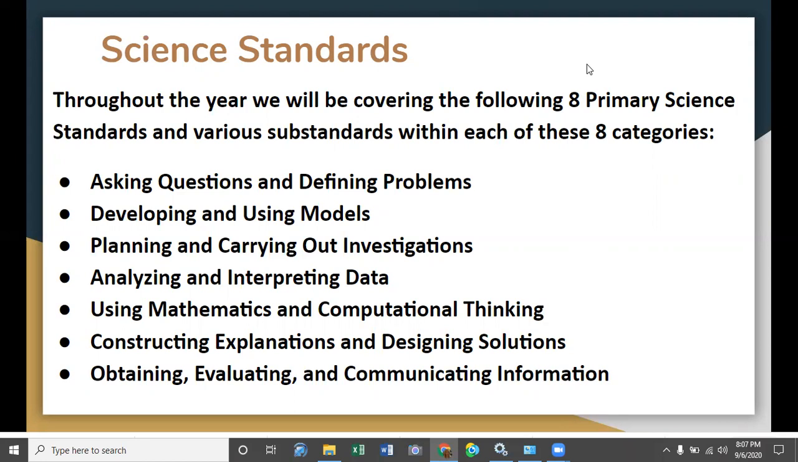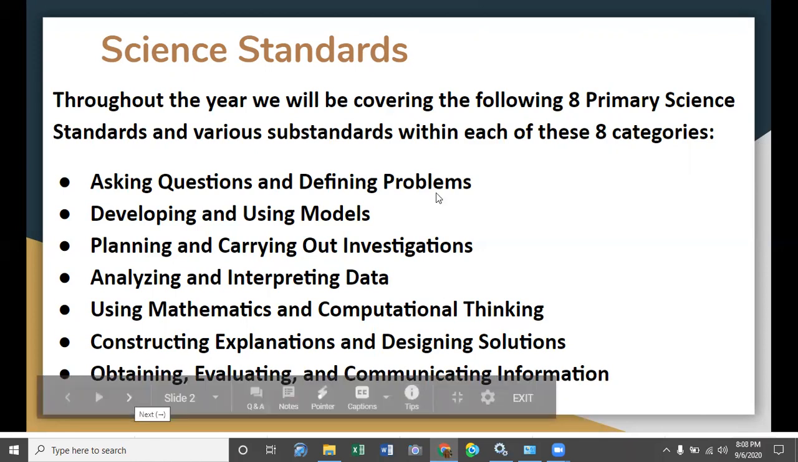Planning and carrying out investigations, analyzing and interpreting data, using mathematical and computational thinking, constructing explanations and designing solutions. We already talked about constructing explanations in our freshwater versus our saltwater ice melting example demonstration that we did. Obtaining, evaluating, and communicating information. You had to communicate to me the whys behind the ice melting in freshwater versus saltwater.